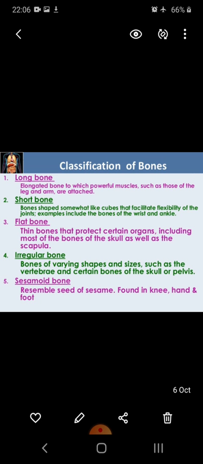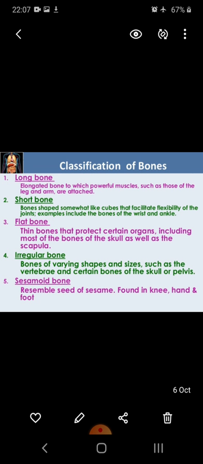Now we will discuss short bones. These bones are short in length, hence they are called short bones. For example, carpals and tarsals are short bones. These bones are light in weight but strong. They are made of cancellous bone tissue and covered with compact tissue. They help in exerting force. So this is all about short bones.